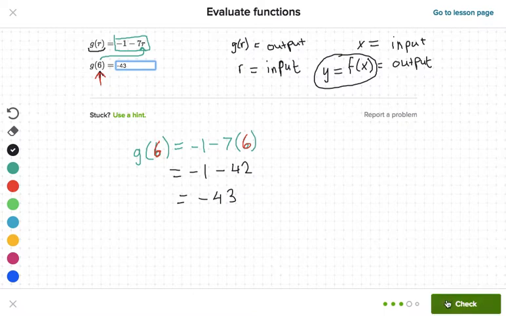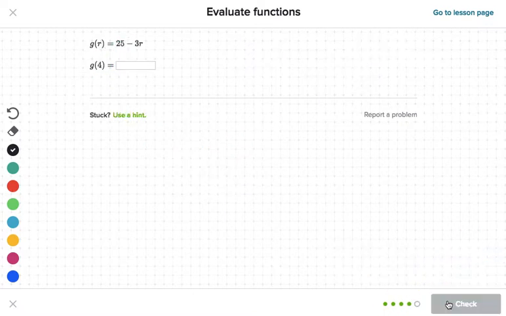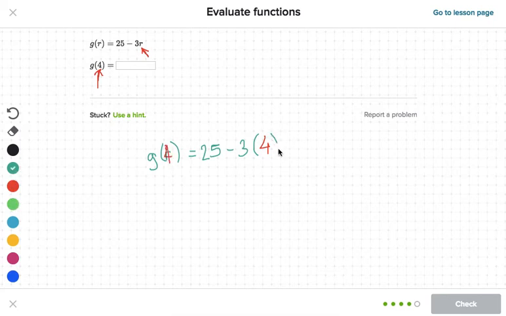Let's take a look at another one. And once again, we're looking at g of r. Again, this 4 here is our input that we want to plug in for r. So we're going to rewrite this equation. We're going to say that g of r, which is our output value, is equal to 25 minus 3 times 4. Sorry, we should have put a 4 here as well. 3 times 4, and there we have it.